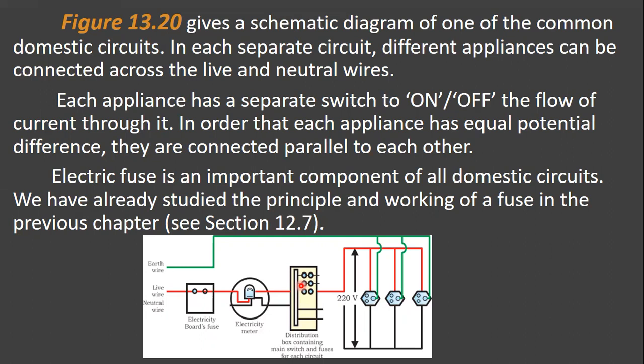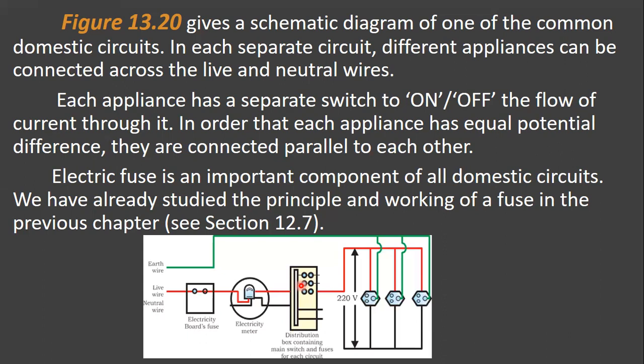And the fuse is placed in series with the device, and the fuse consists of a piece of wire made of a metal or an alloy of appropriate melting point, for example aluminium, copper, iron, lead, etc. And if a current larger than the specified value flows through the circuit, the temperature of the fuse wire increases. This melts the fuse wire and breaks the circuit.